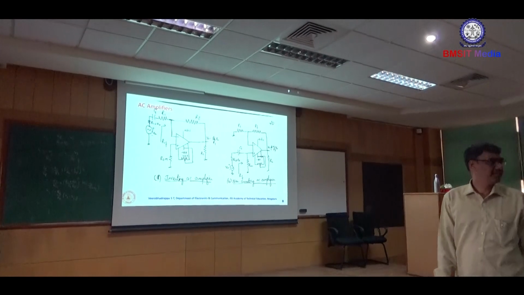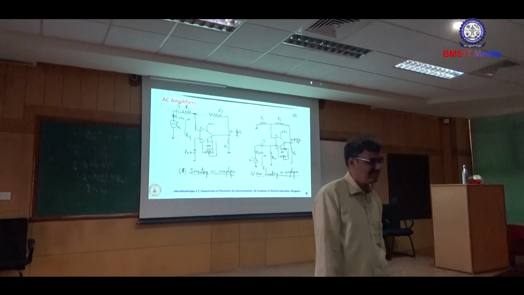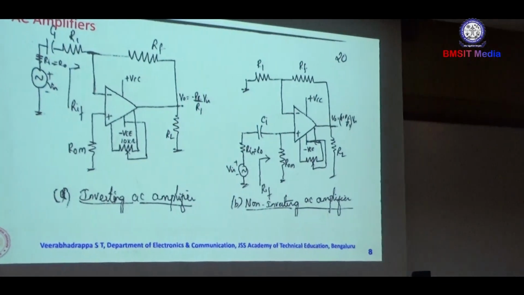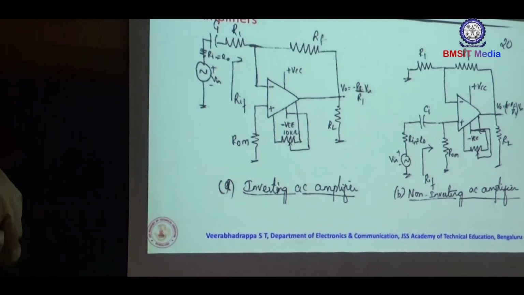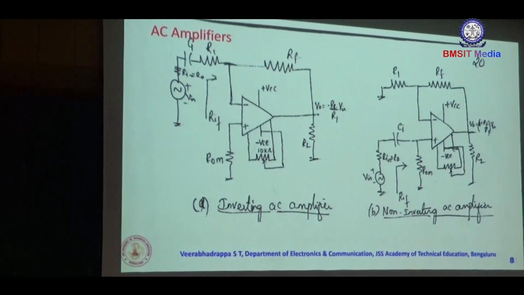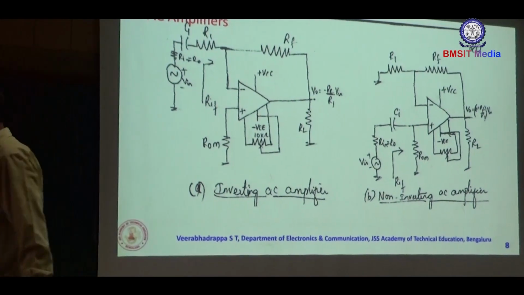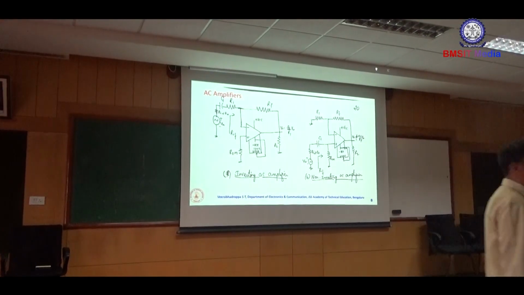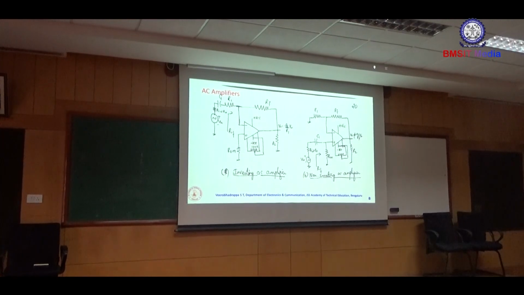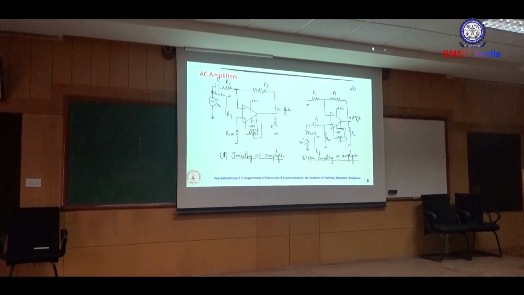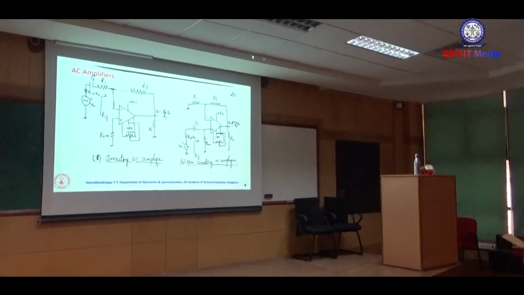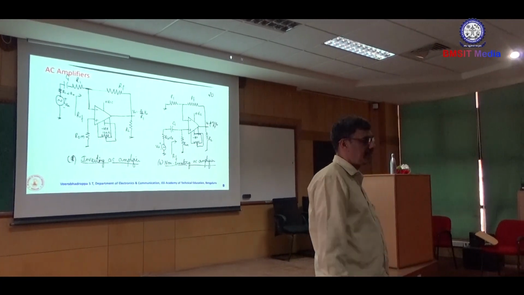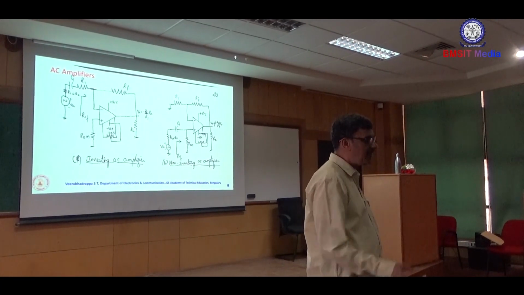Next is AC amplifiers. What is the difference between DC amplifiers and AC amplifiers? What is the frequency of the DC signal? 0. AC signals can have variable frequencies, maybe anything greater than 0 up to infinity. What is the difference between these two?